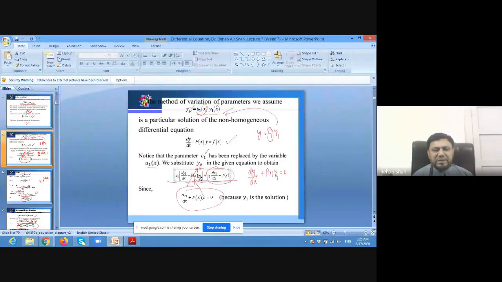Now let's see the coefficient of u1. This must be 0. Why? Because this is a homogeneous equation. This is a first order homogeneous equation, and y1 is the solution of this equation. So it means this must be 0.